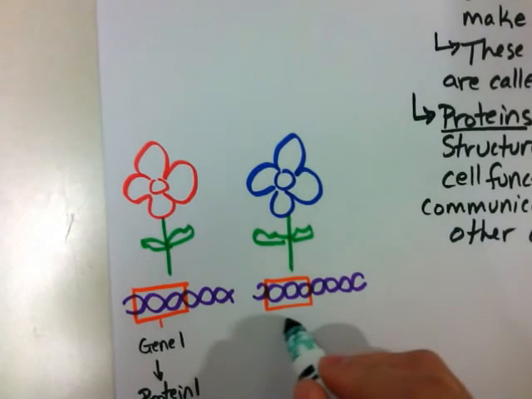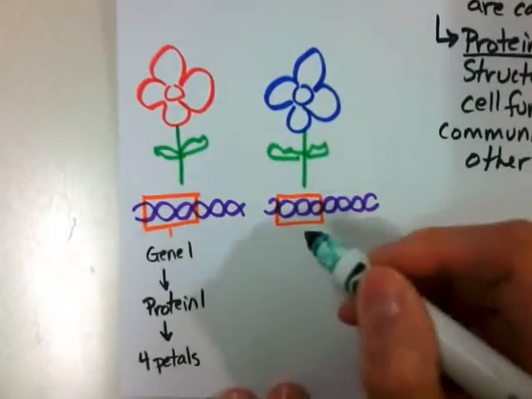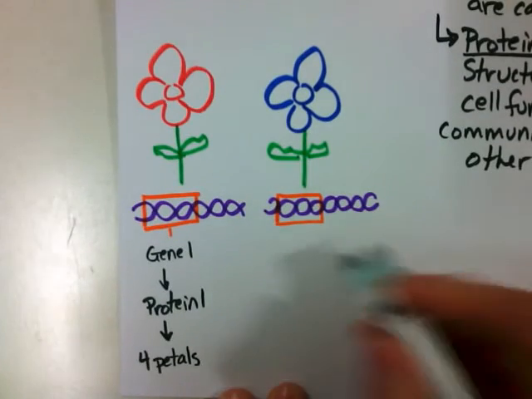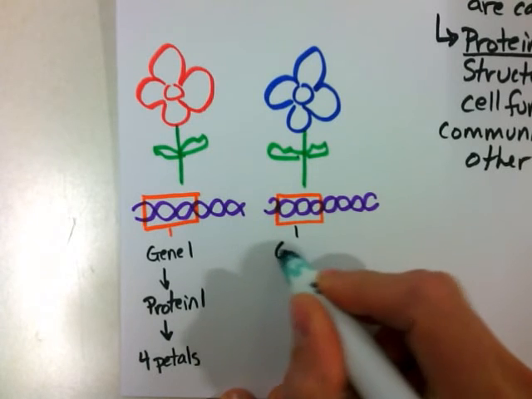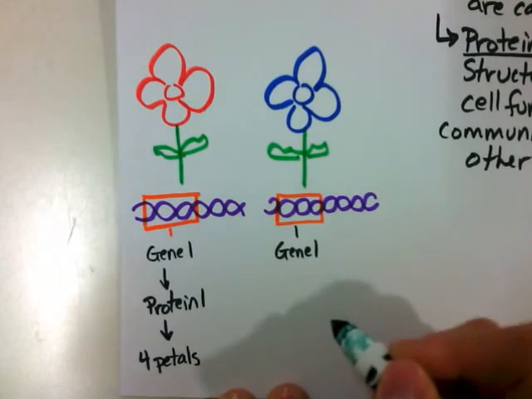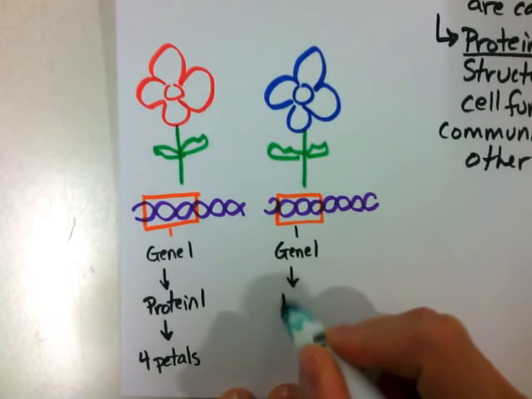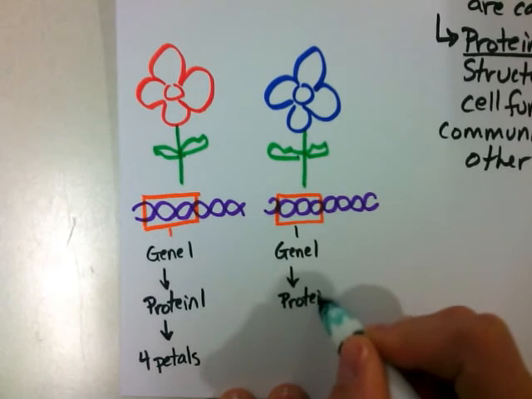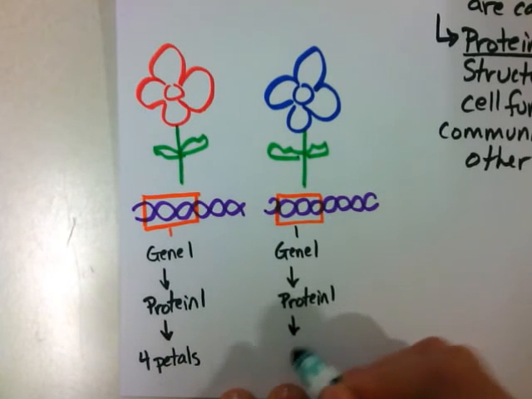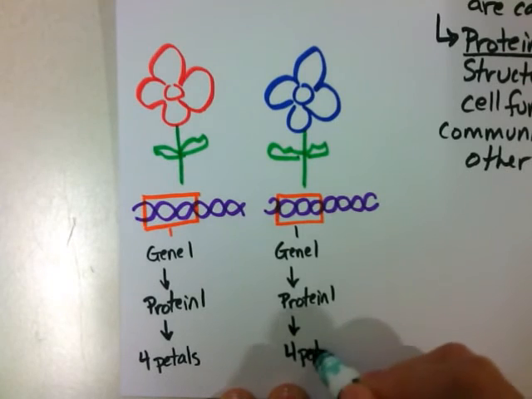And it'll be the same exact one on the blue flower. It's also called gene 1. It is also going to make protein 1. And it will also make 4 petals.